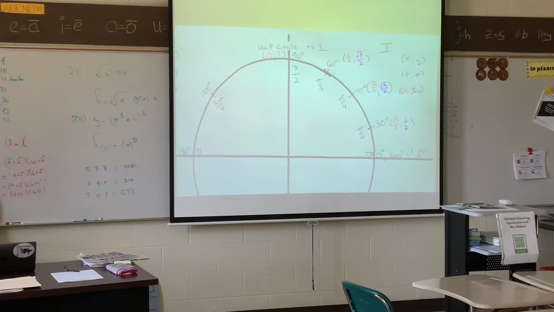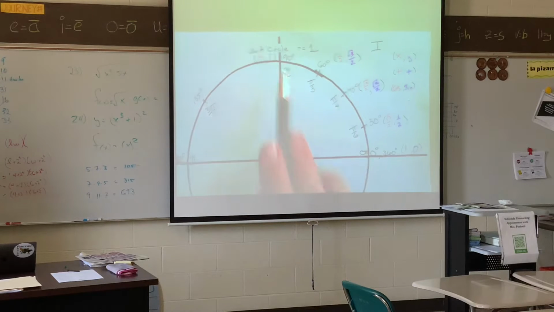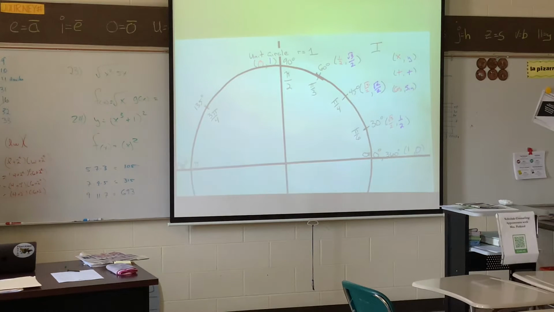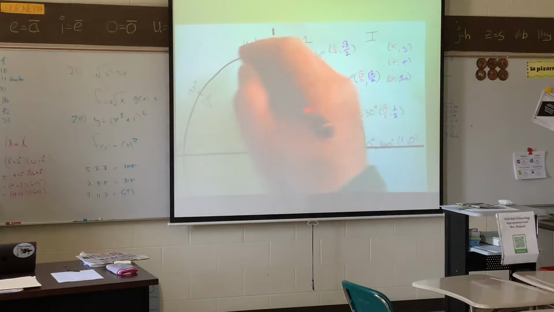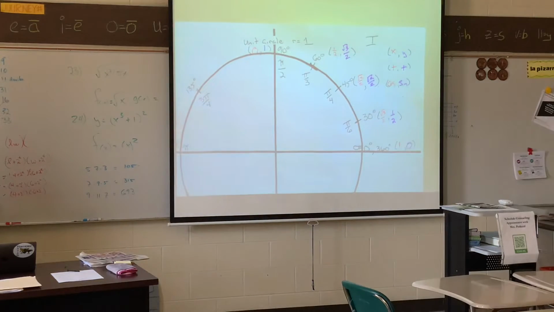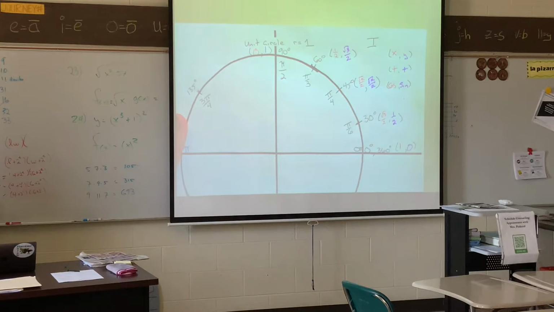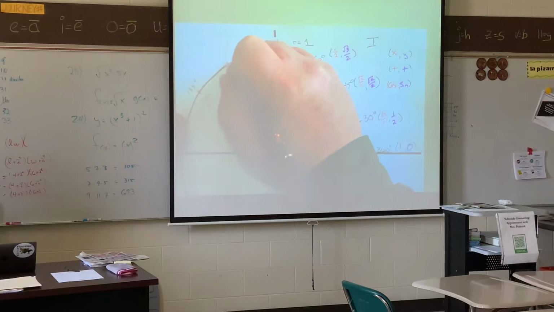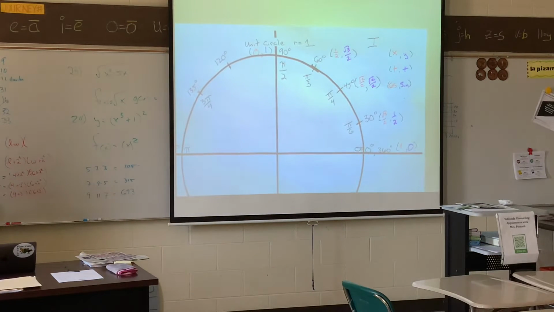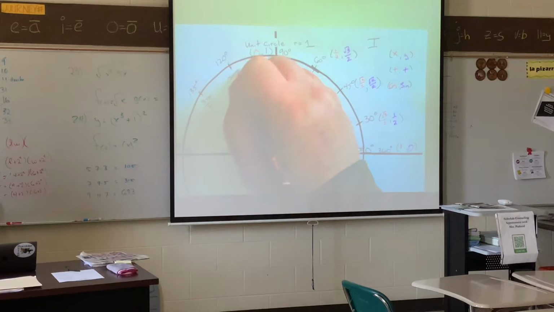Alright, now we're going to start looking for the pattern. Leah, how far is this angle away from 90 degrees? 30 degrees. So let's go on the other side at 30 degrees. What would be on the other side? That's 30 degrees away. Perfect. So this angle here is 120, which is 2 pi over 3.